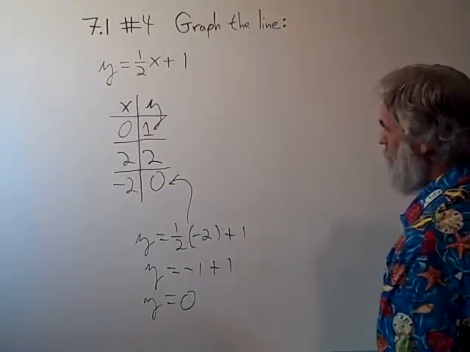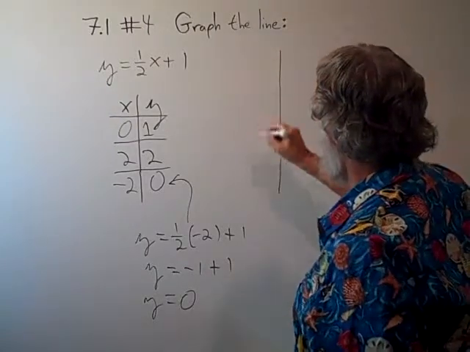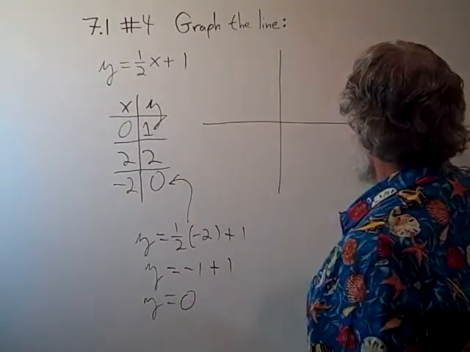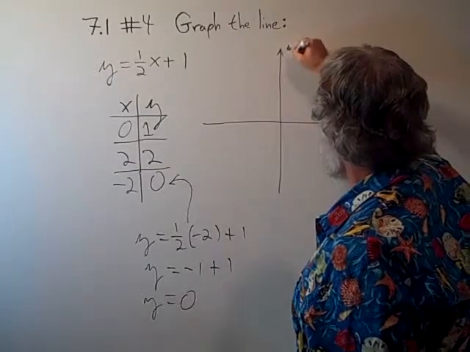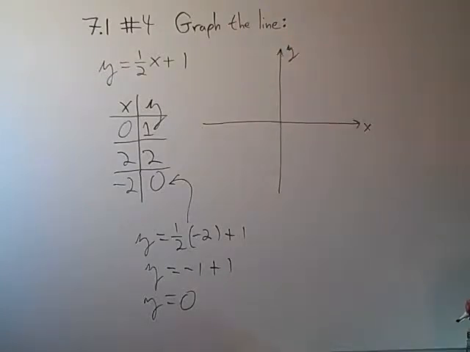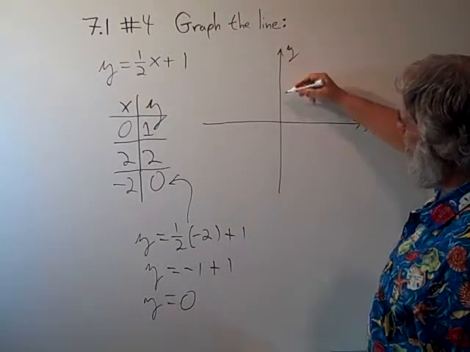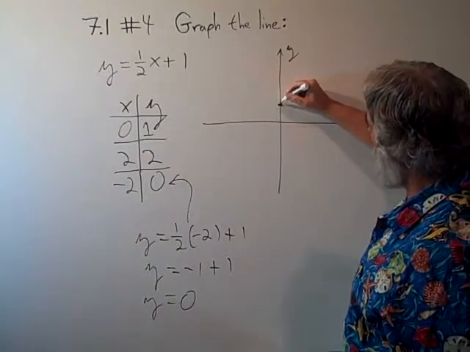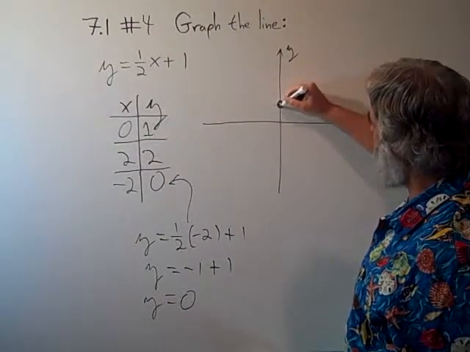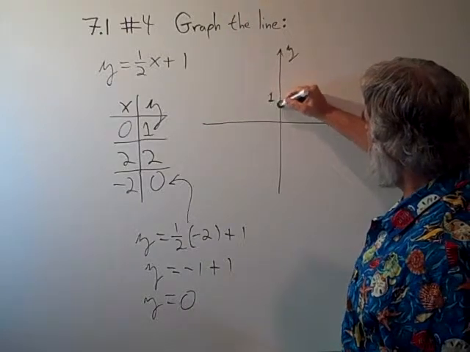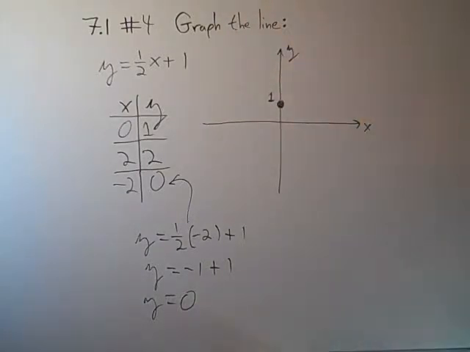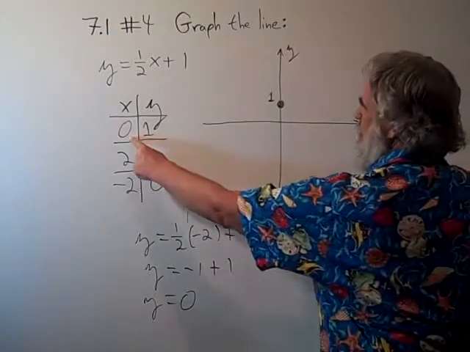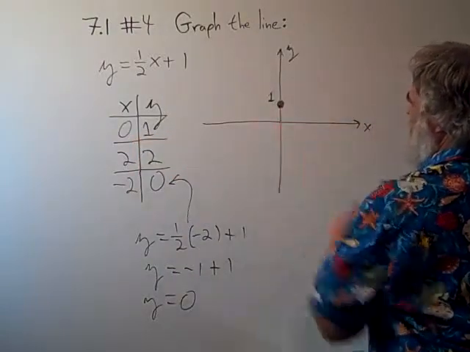Okay, now we have some points on our line, so we can graph the line. First I plot my x and y axes. And then the point 0, 1, we go over 0 and just up 1. So let's call this 1 on the y. That's the y-intercept. That's where the line crosses the y-axis. Remember, when x is 0, you're at the y-intercept.